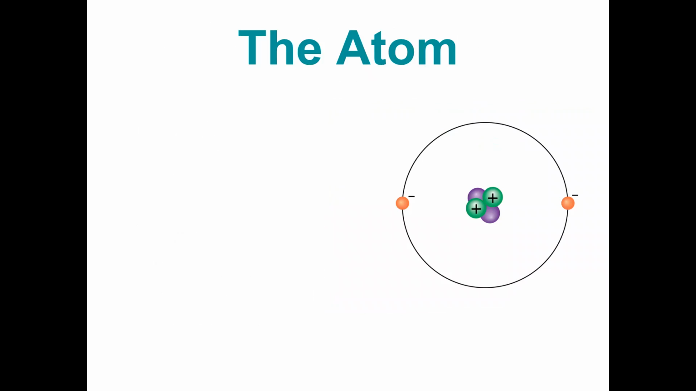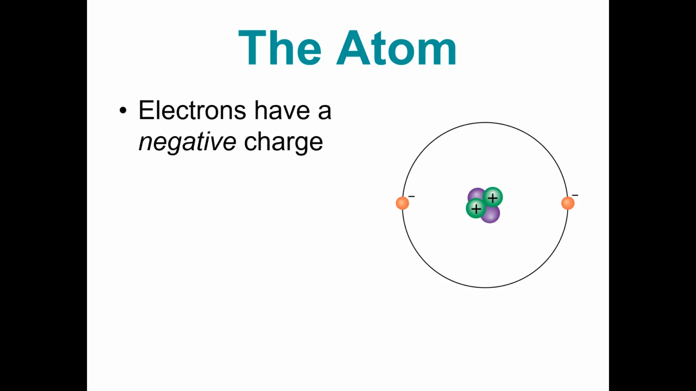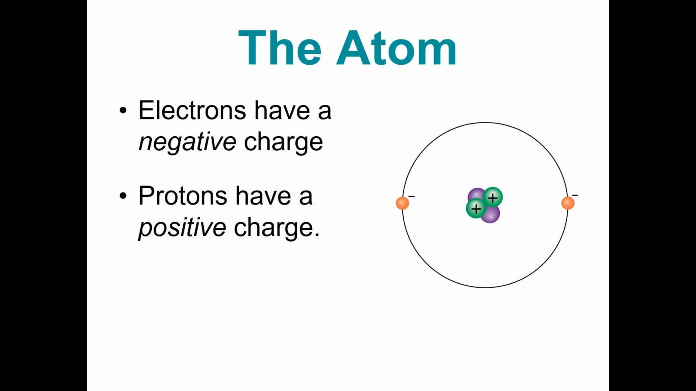Okay, the atom. First you have to understand how it is actually formed and what it looks like. So electrons have a negative charge. They float around the outside of the atom. Protons have a positive charge. So here we have the protons in the middle. That makes up the nucleus. And the electrons with a negative charge around the outside. They float around, kind of like whipping around, okay?